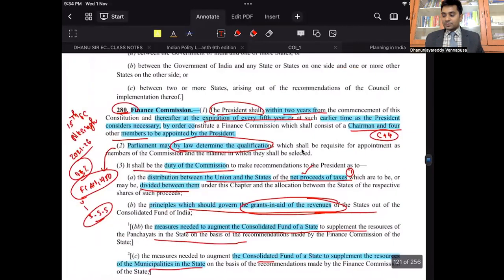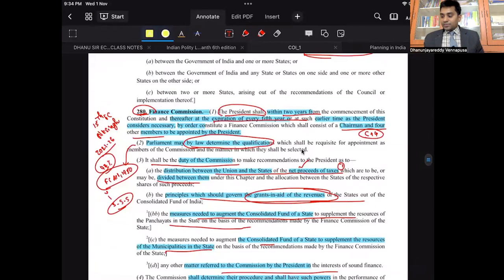So this is about Finance Commission. The President shall, within 2 years of the commencement of this Constitution, and thereafter at the expiry of every 5th year, constitute a Finance Commission which will contain a chairman and 4 other members. That is what it is saying. So the President will constitute it.